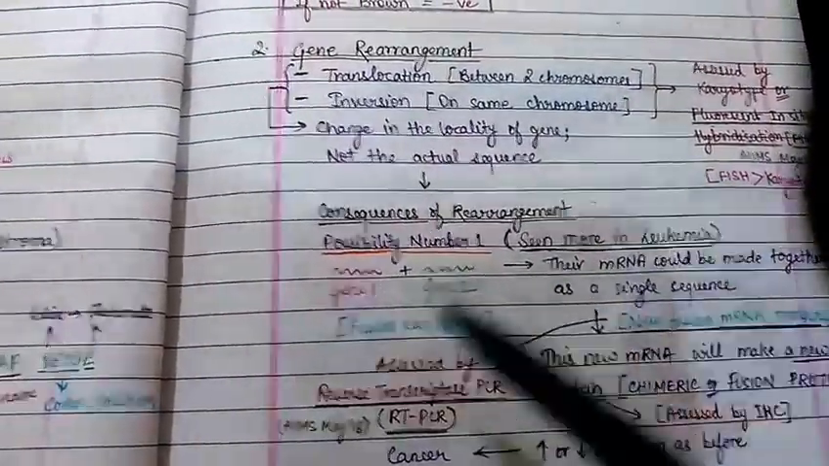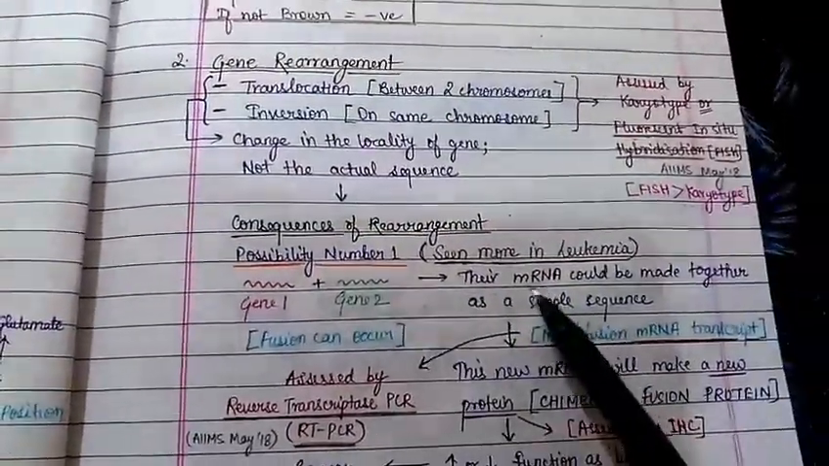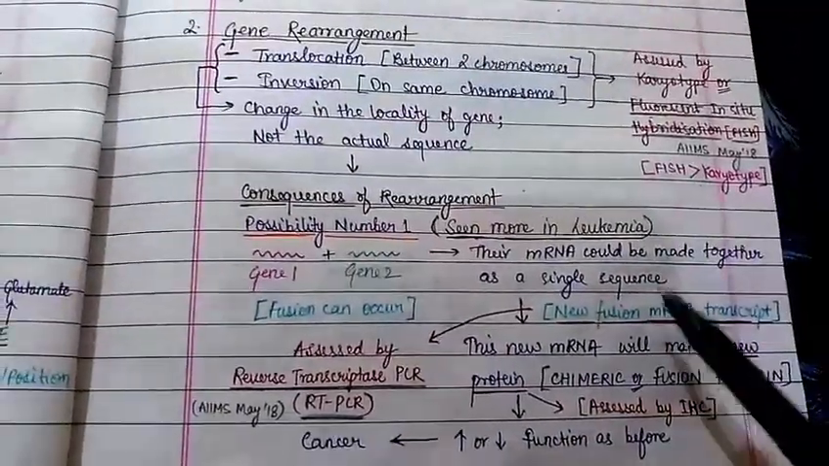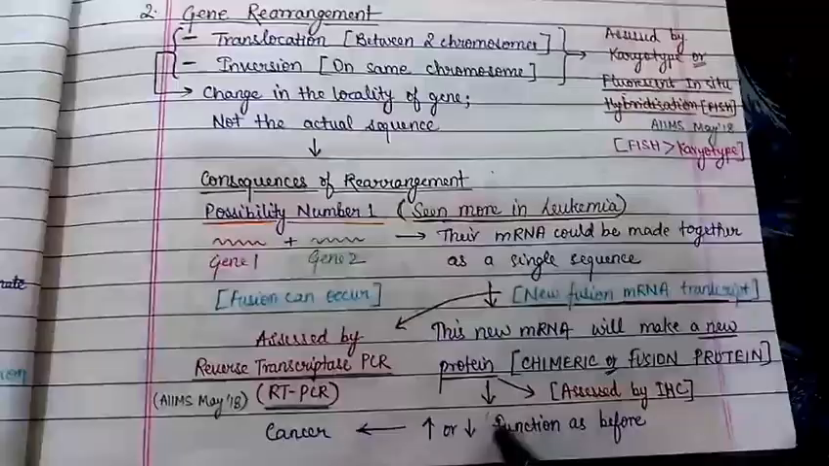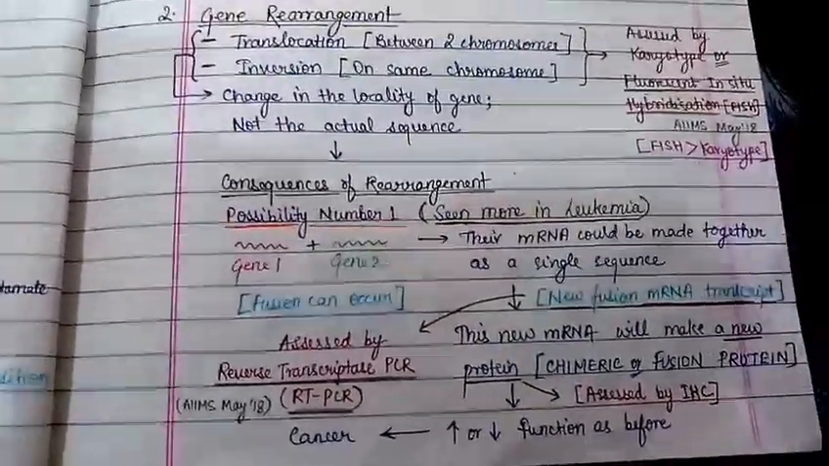Okay, now consequence of rearrangement are two possibilities: either gene 1 and gene 2 combined, and their mRNA would be made together as a single sequence, that is the new fusion mRNA transcript, and this new mRNA will make a new protein, chimeric or fusion protein, and that can increase or decrease function as before, and that can be responsible for cancer. Clear? So this is the possibility number 1.